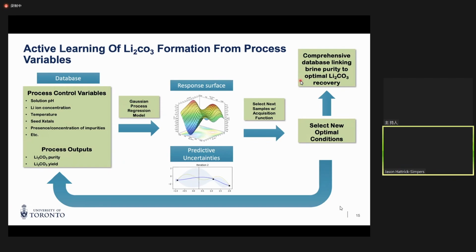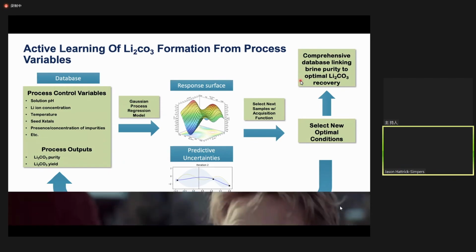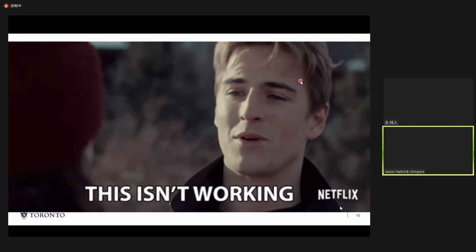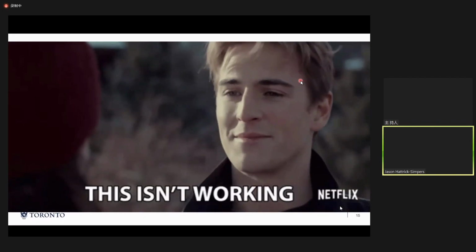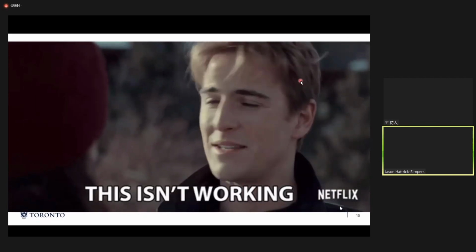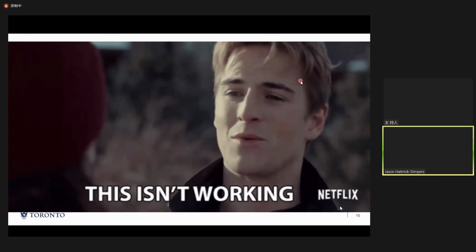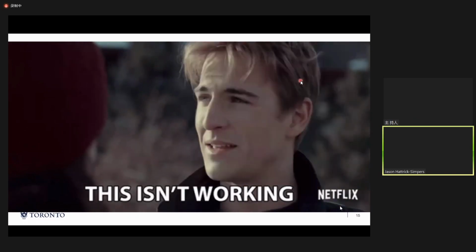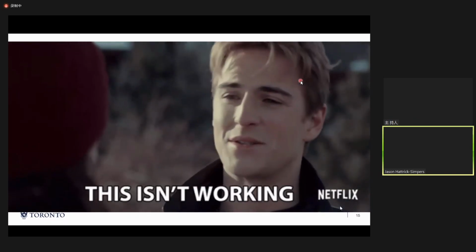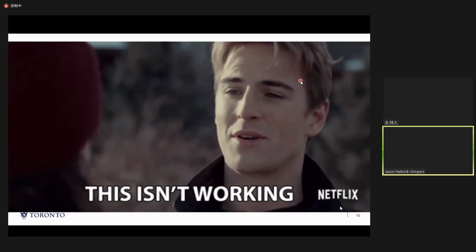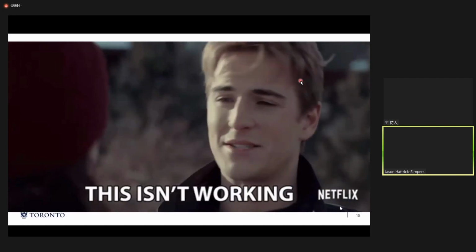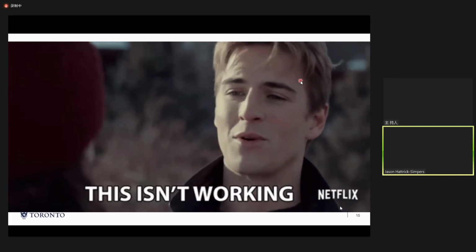But 6 months into the project, I'm sitting in a meeting with my colleagues, and this isn't working. We have not yet met spec. We have yet to make battery-grade lithium carbonate with a group that specializes in making battery-grade lithium carbonate. And we're at the point where the relationship is over, right? We're about to take a week off from one another in the process of just going our separate ways.